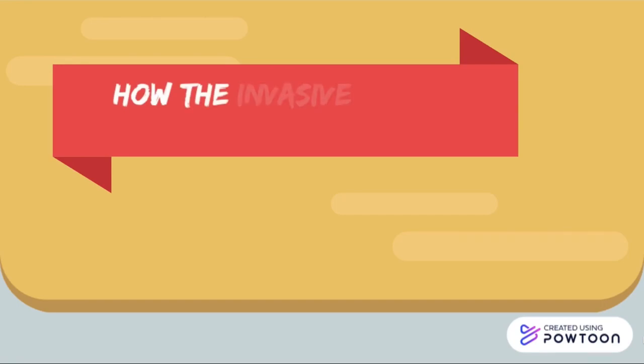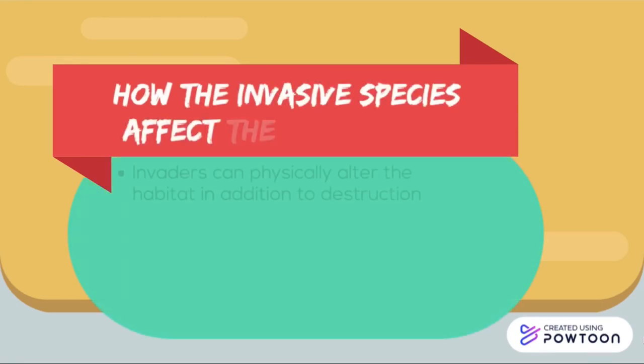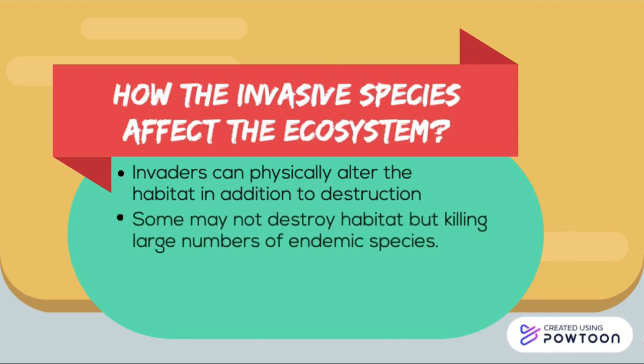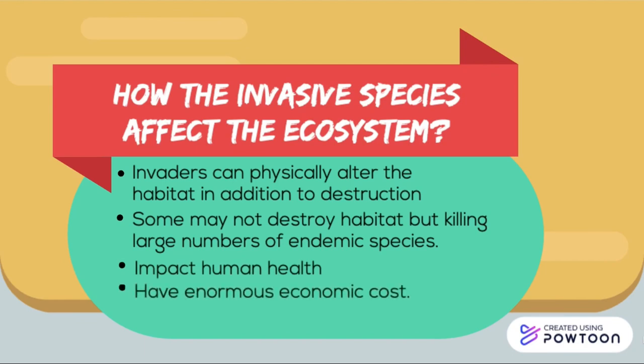So, how can invasive species affect the ecosystem? First, some invaders can physically alter the habitat and cause destruction. Second, other invasive species may not destroy the habitat but may affect it by killing large numbers of other animals or endemic species. Third, invasive species can also affect human health and have an enormous economic cost.